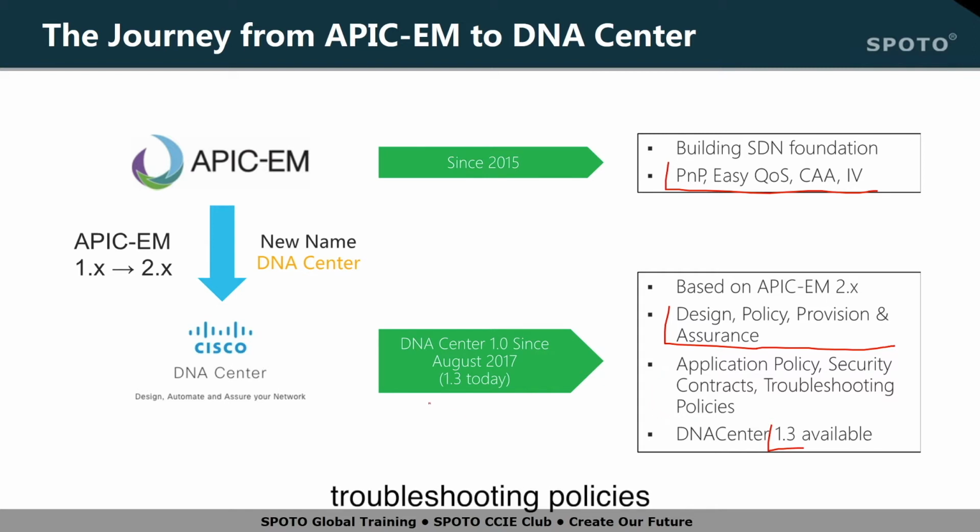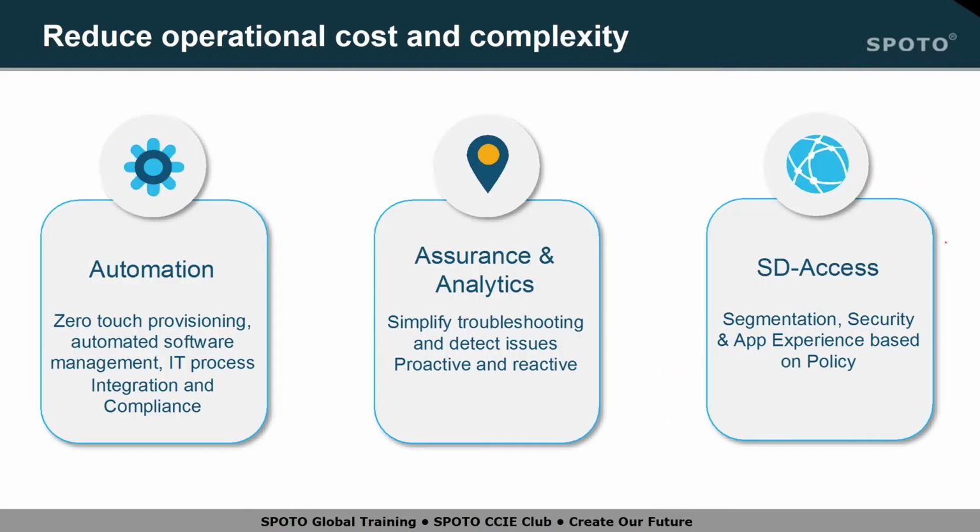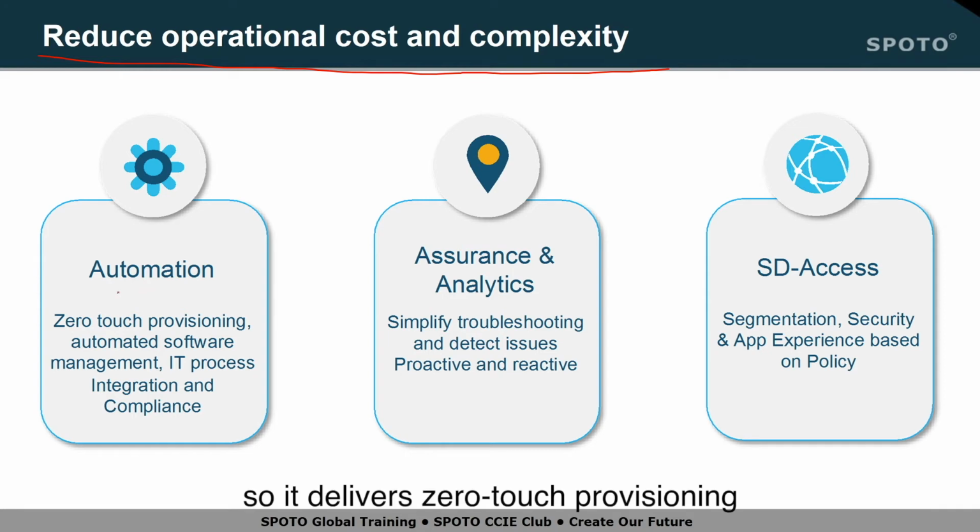troubleshooting policies. The most important value for the DNA solution is it reduces operational cost and complexity by automation. So it delivers zero-touch provisioning, automated software management, IT process integration and compliance, assurance and analytics. This is a single pane of management, simplifying troubleshooting and detecting issues, proactive and reactive.